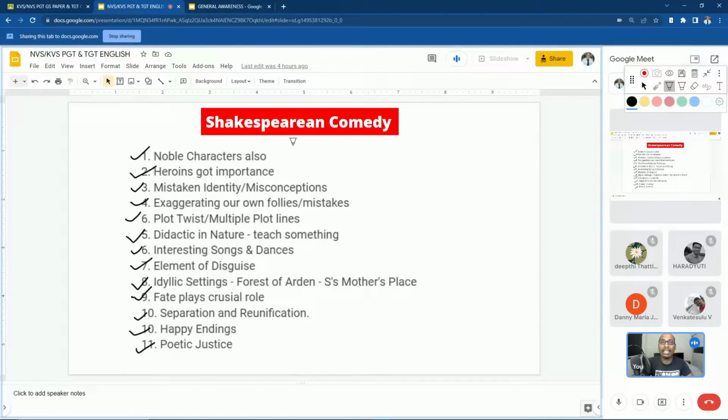And then didactic in nature. When you read Shakespearean tragedy like Othello, Macbeth, or Julius Caesar, what is there? There is blood and all those things. There is nothing much to learn. But in Shakespearean comedies, we learn so many things. So didactic in nature means these plays can teach something to society. Interesting songs and dances are part of Shakespearean comedy. Element of disguise, women in disguise as men. So they do a lot of comedy in that way.